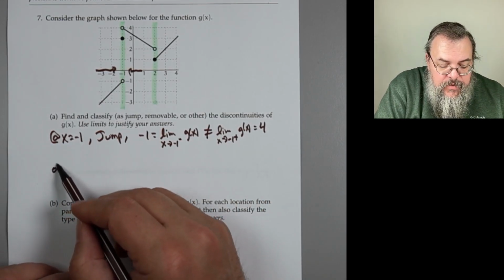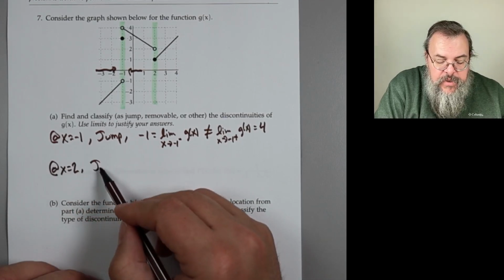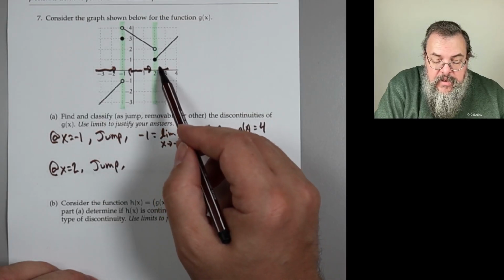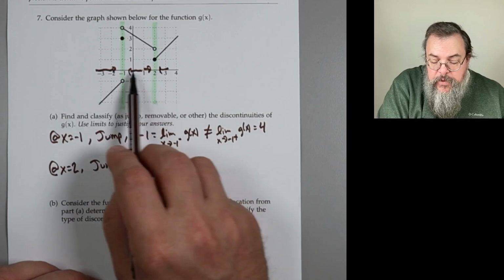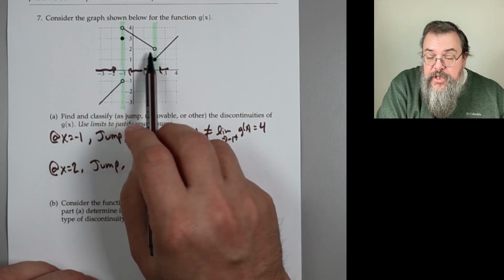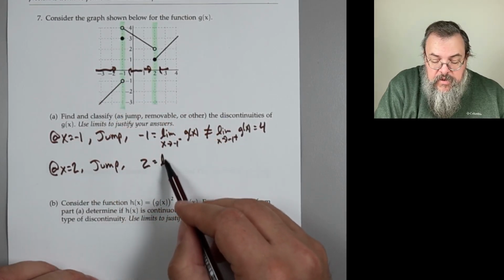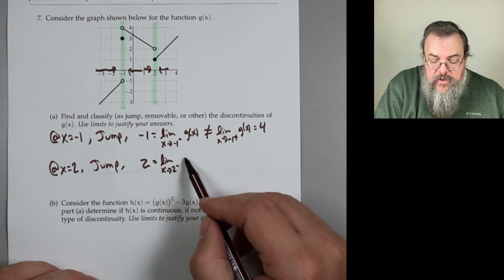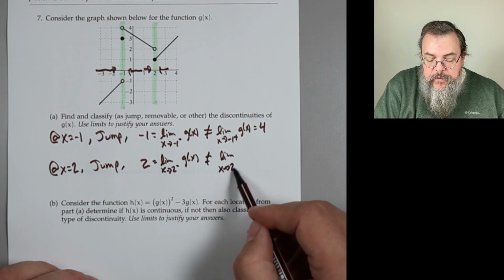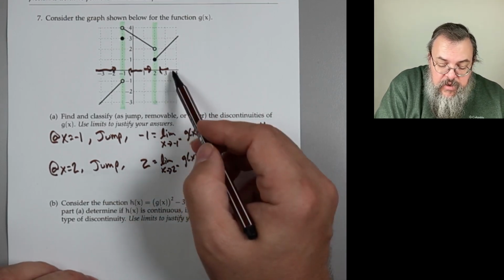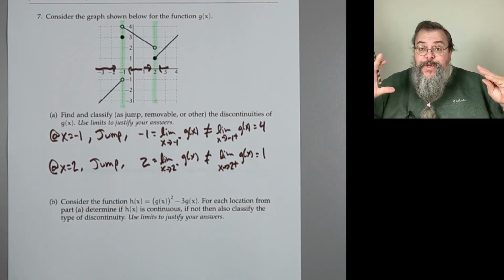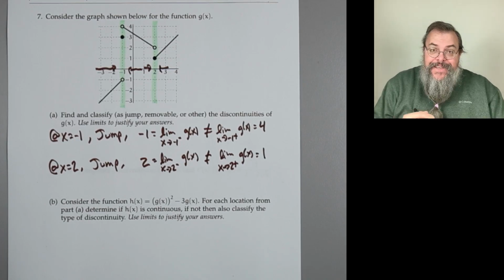At x equals 2, well, we again have a jump. Why? Well, again, we're going to talk about our coming in. As we come in from the left, so we're coming in from this direction, so we're following down here. What are we approaching? 2. So 2, which is the limit as x approaches 2 from below of g of x, does not equal the limit as x approaches 2 from above of g of x, which is, as we come in from the above, we are approaching 1. All right, so that's it, right? That's part A.